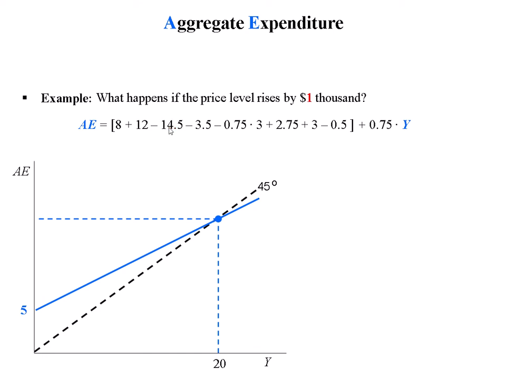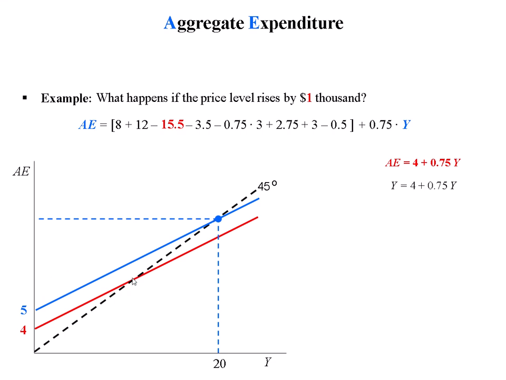Now notice, when it was 14.5, less is being subtracted from the intercept. When we increase it by $1,000, more is being subtracted from the intercept, which is why the new aggregate expenditure model's intercept is 4 instead of what it was, 5. So the new model is down here. It shifted downward, right? The MPC didn't change.